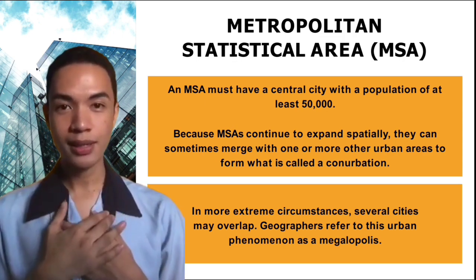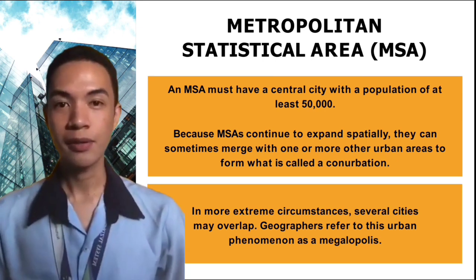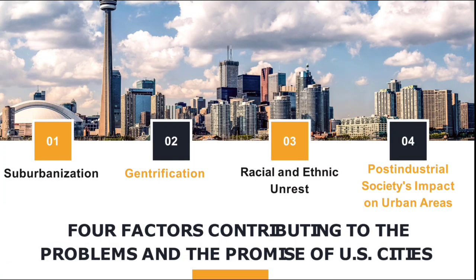I will be discussing the four factors contributing to the problems in the U.S. cities, which are suburbanization, gentrification, race and ethnic unrest, and of course, post-industrial society's impact on urban areas.